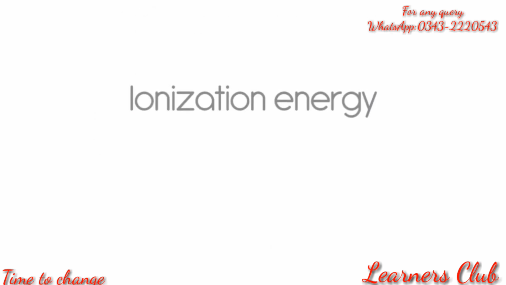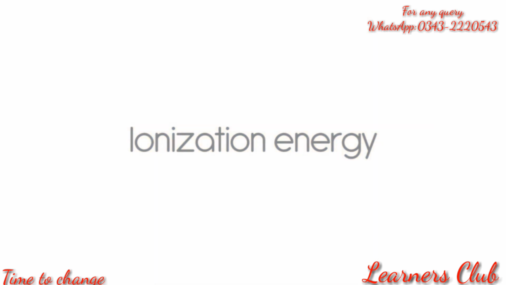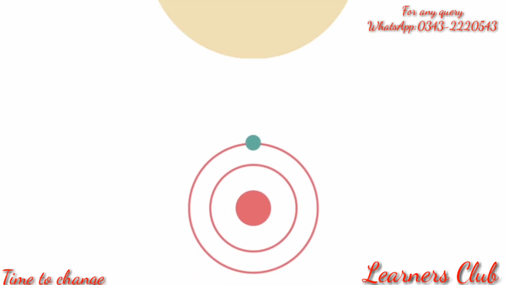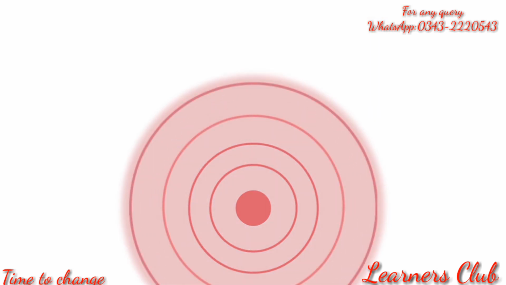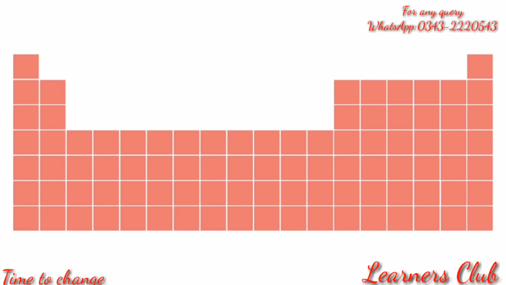The term ionization energy is used to describe the amount of energy required to remove an outermost electron from an atom. Increased shielding means that ionization energy is decreased. The same trend is observed moving down any group in the periodic table.